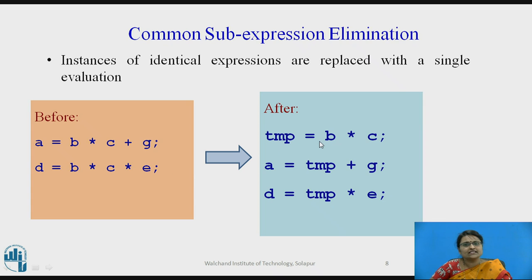So we can replace this, or the code optimization will replace it in this format, where temporary is equal to B multiplied by C. So some temporary variable is taken here, and it calculates B multiplied by C only once, and that once-calculated value is used here as TMP and TMP. So this is what common sub-expression elimination is. There are various kinds of statements and expressions where this is usually used. So we can say common sub-expression elimination finds instances of identical expressions, and these are replaced by a single evaluation only, like what we did here.